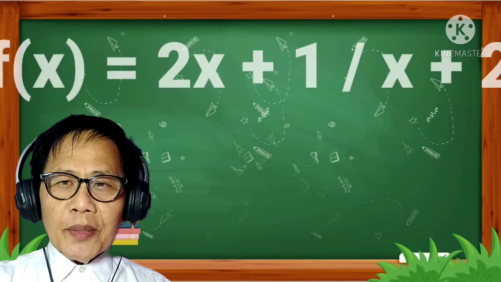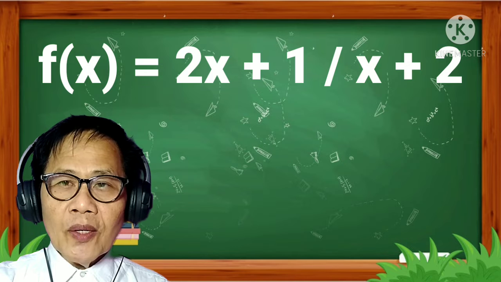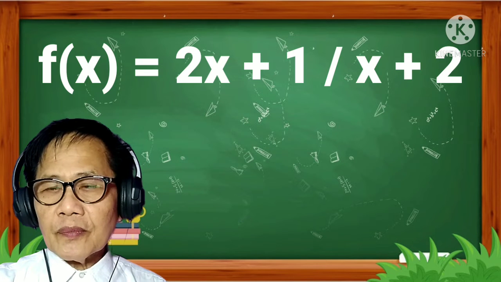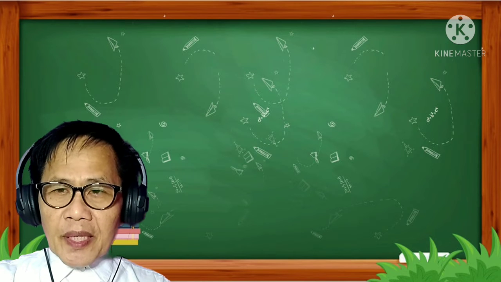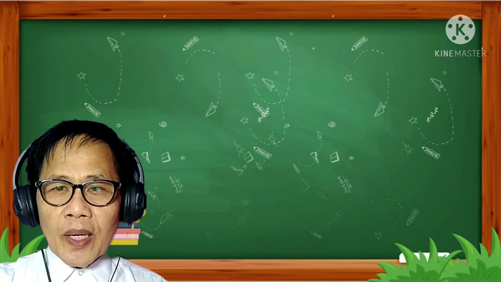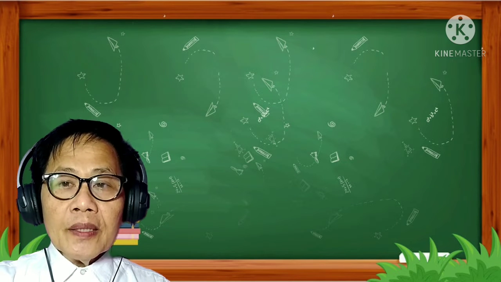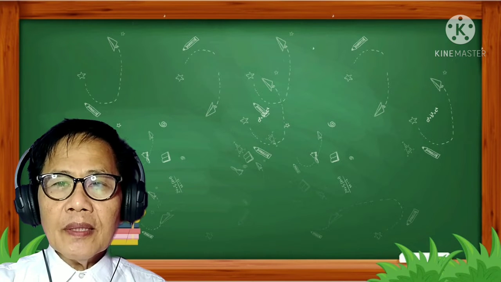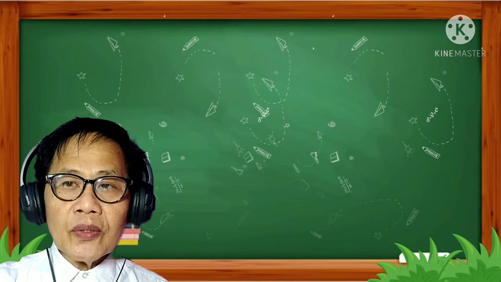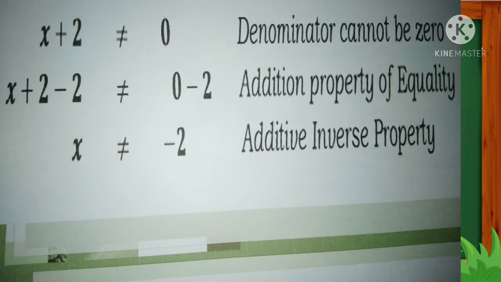Example, determine the domain and range of the function f of x equals 2x plus 1 over x plus 2. Now you have the solution here. The denominator x plus 2 cannot be equal to 0 since division by 0 is undefined. Determining the value of the restriction, we get x plus 2 is not equal to 0. The denominator cannot be 0.